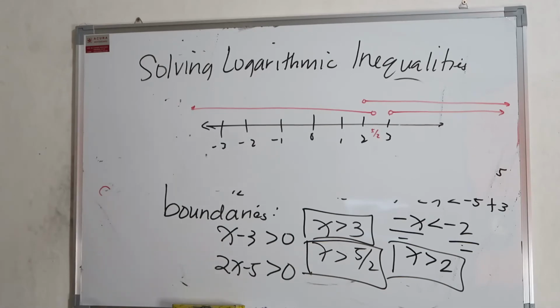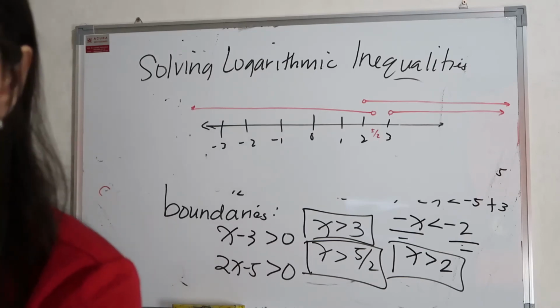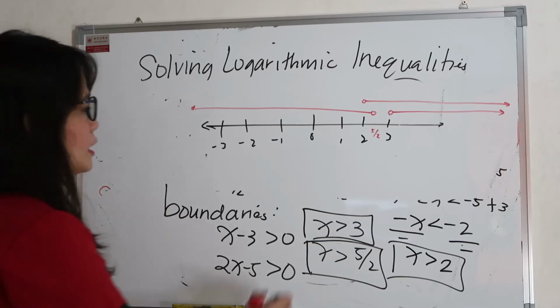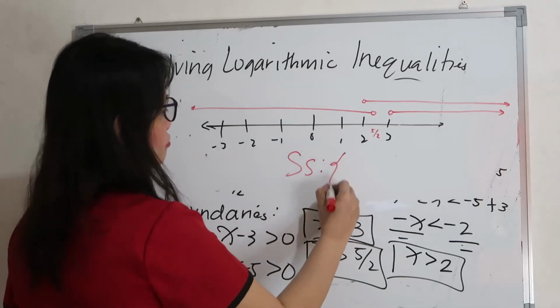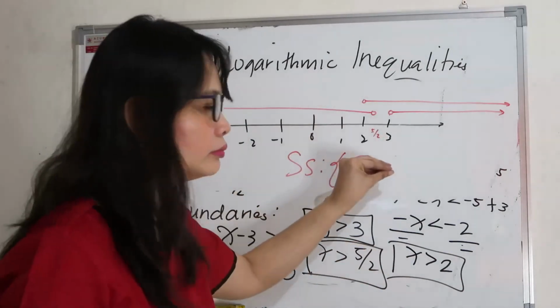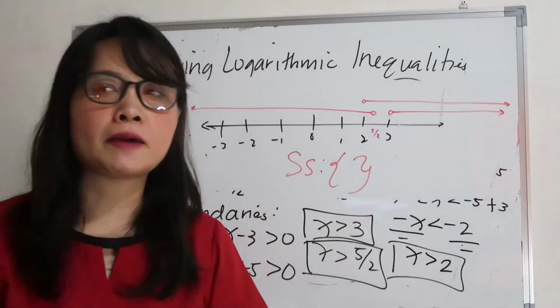So what have you noticed? Is there an intersection of the three answers? It seems there is none. So if that is the case, there is no solution at all. Nothing intersects among the three. So more or less, no solution at all. So the answer is the empty set.